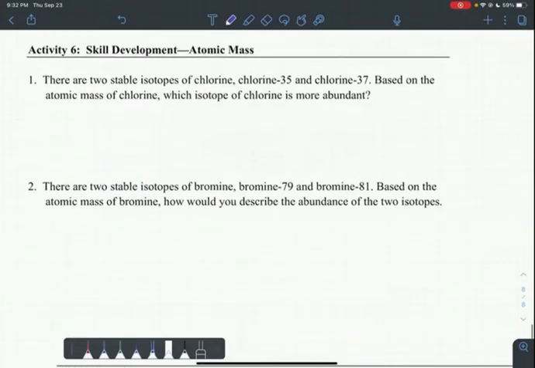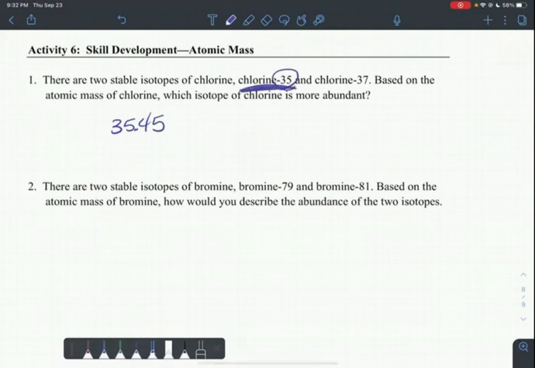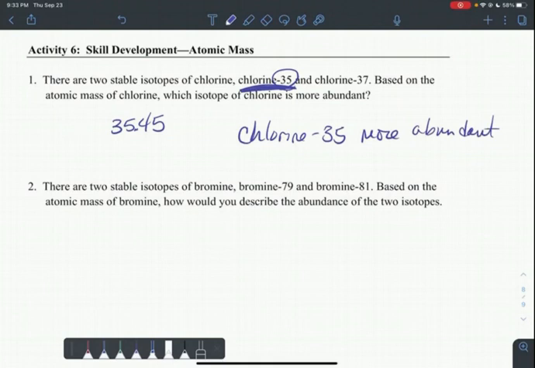All right, so now we have two stable isotopes of chlorine. Based on our atomic mass of chlorine, which if you go to the periodic table, the atomic mass is 35.45, right? Which one is more abundant? 35.45 is closer to 35, so it is chlorine 35 that is more abundant. You don't actually have to do the math. You just have to look at the relationship.